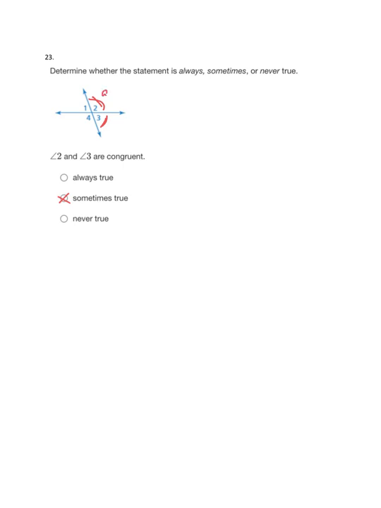Because if angle 2 were to be 90 degrees, it doesn't look like it from this picture, but if it was 90 degrees, then angle 3 would also be 90 degrees because we know that the two angles add up to 180 degrees.